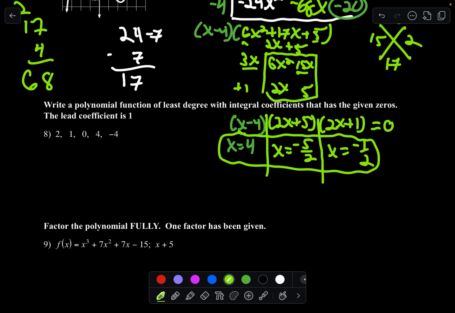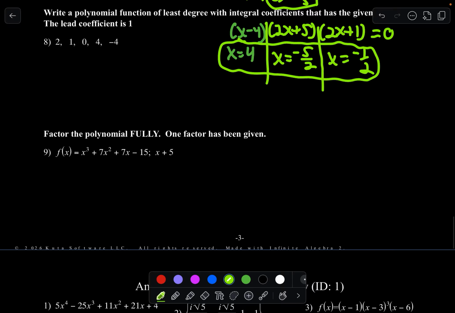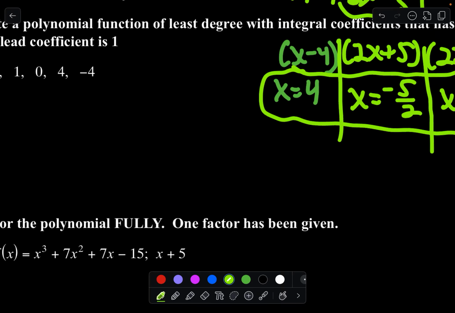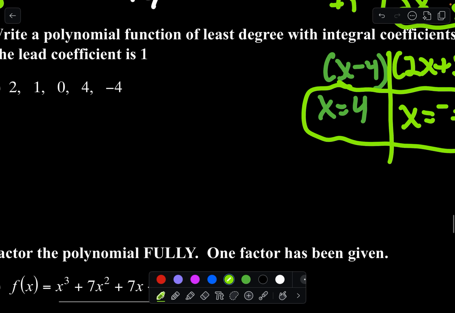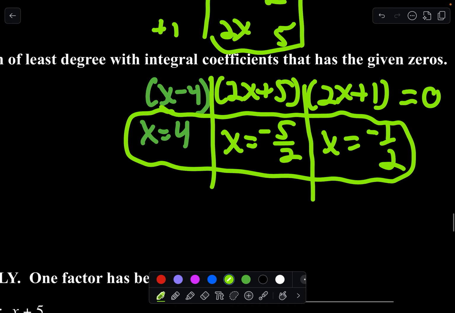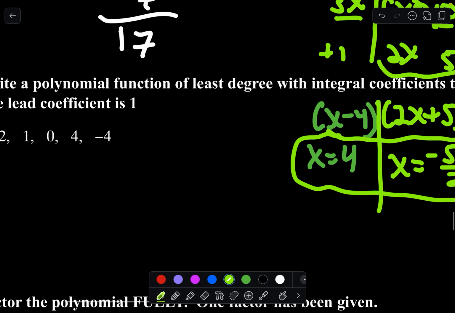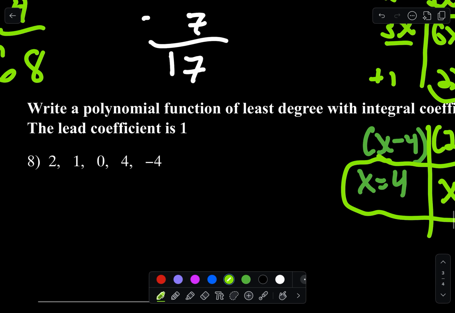Okay. Looking at coming up to the end, this is the last one. No, it's not. It's the penultimate one because I almost forgot that. Write a polynomial function of least degree with integral coefficients that has the given zeros. The lead coefficient is 1, so that just means you don't have to look for a. So basically, this is pretty straightforward. You want to leave it in factor form, I believe.